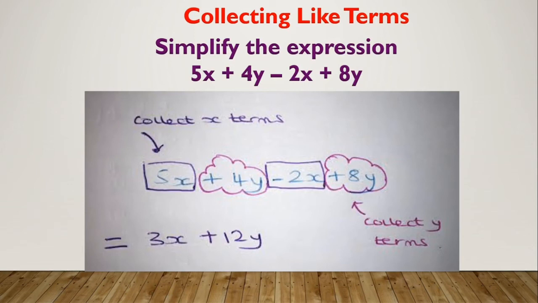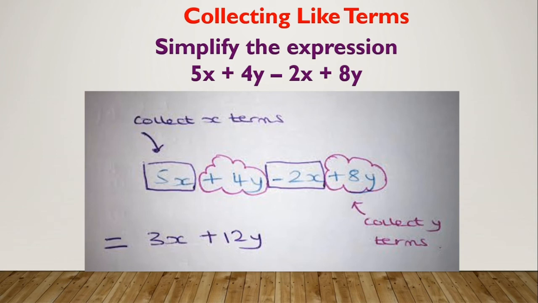What I would like you to do now is just quickly copy down this example here. It says simplify the expression 5x plus 4y minus 2x plus 8y. Now, please pay attention here. A lot of people make a mistake when collecting like terms that involves a minus sign. So remember we said we first collect like terms. So if we've got x's, that's one term, and we've got y's, that's another term together.